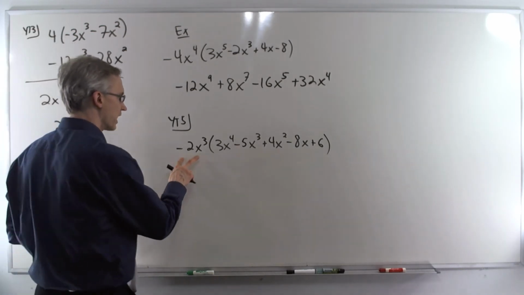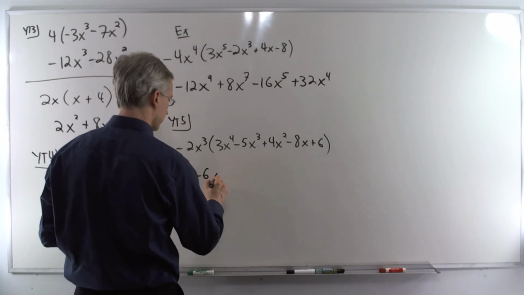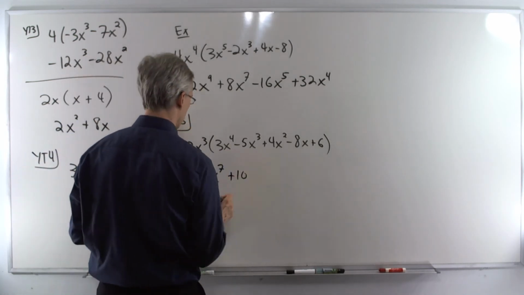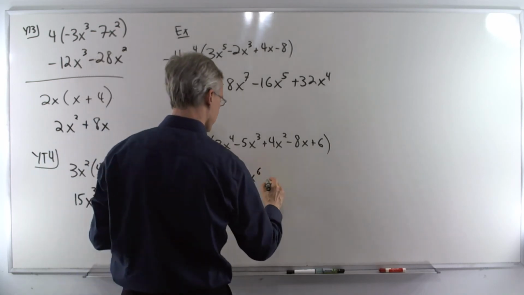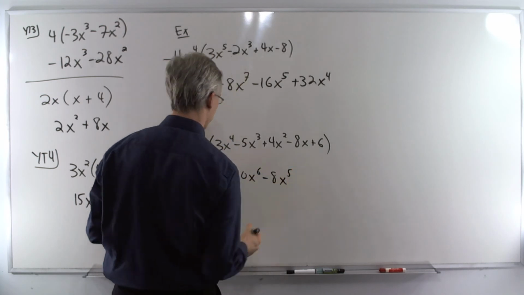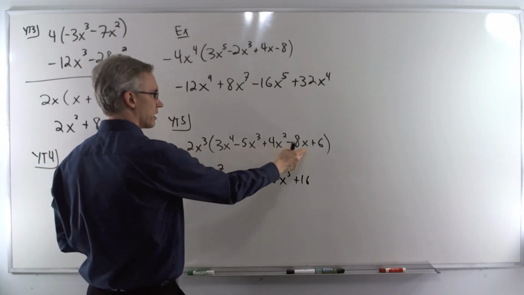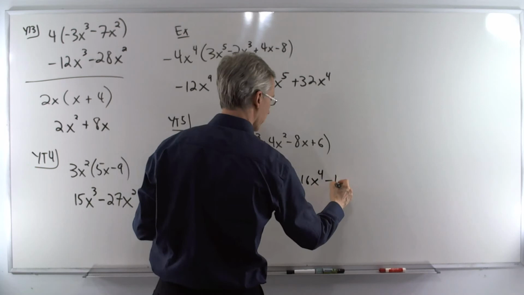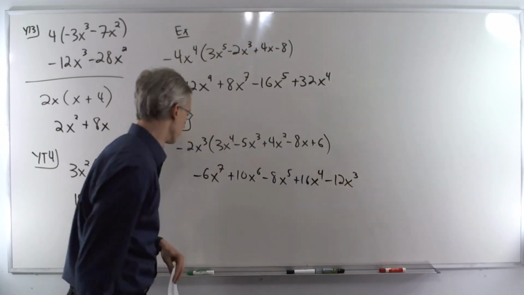All right, we're going to distribute in negative 2x to the third power. Negative 2 times 3 is negative 6. X to the third times x to the fourth is x to the 7th. Next up, negative 2 times negative 5 is positive 10. X to the third times x to the third is x to the 6th power. Negative 2 times positive 4 is negative 8. X to the third times x squared is x to the 5th. Negative 2 times negative 8 is positive 16. And x to the third times x is x to the 4th. Negative 2 times 6 is negative 12. And x to the third stays.